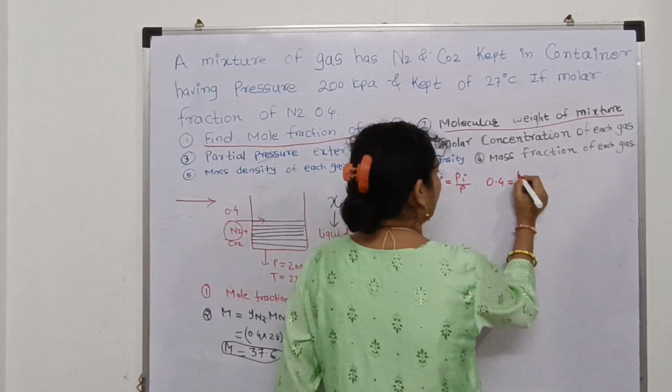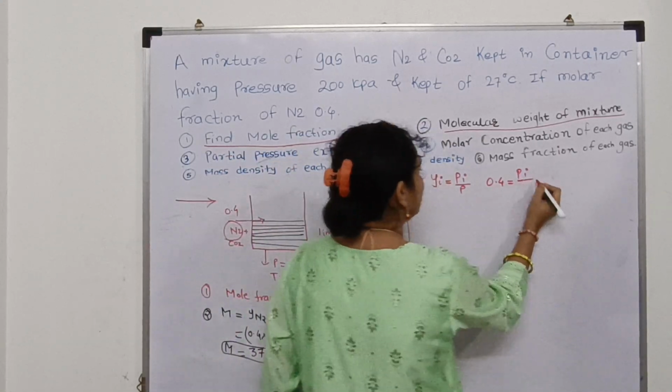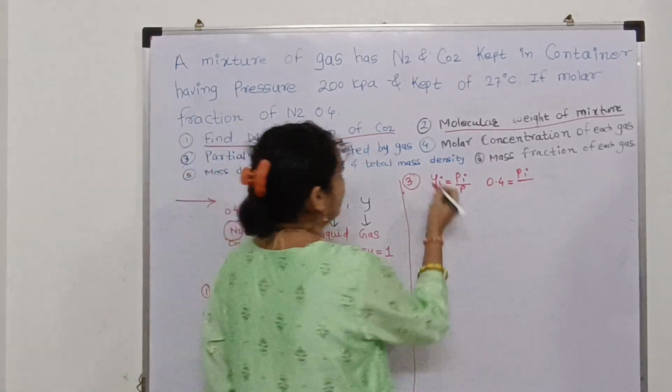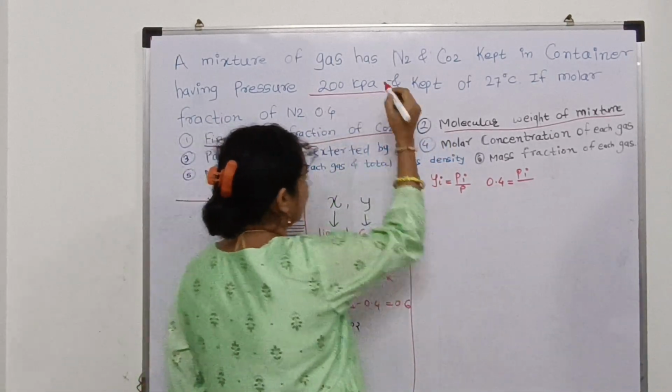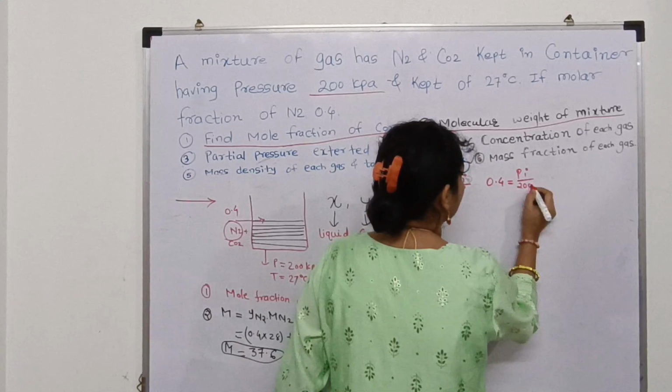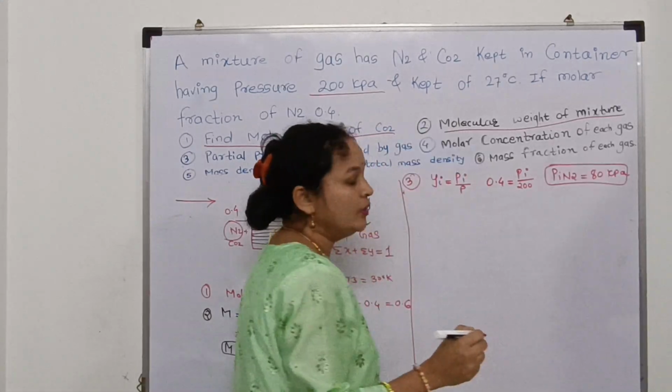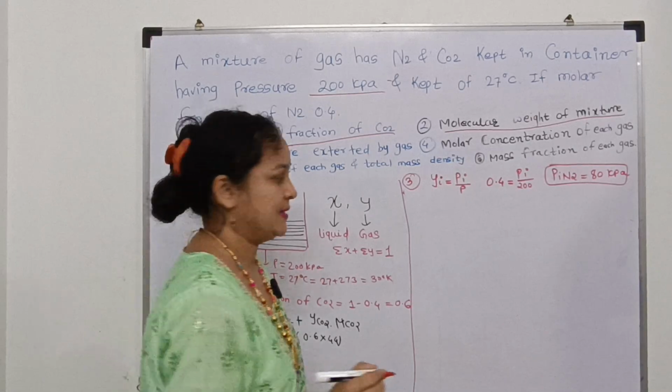And you are supposed to calculate how much partial pressure is going to be occupied by that particular component divided by the total pressure, which is already mentioned here, that is 200 kilopascal. If you are going to calculate the Pi for the N2, that becomes 80 kilopascal.